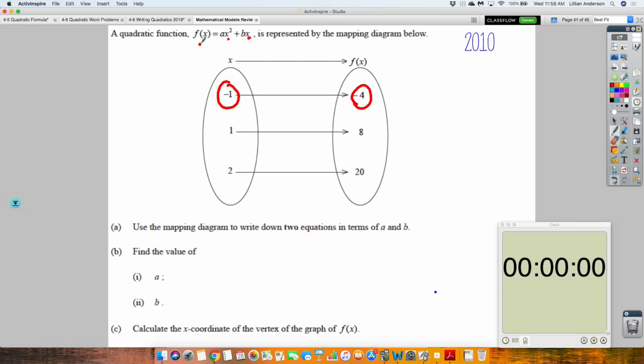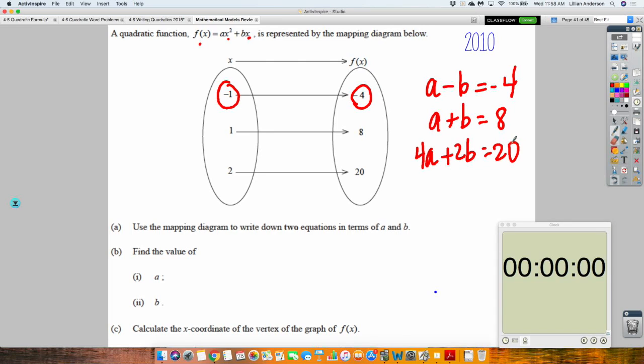Here's the next one. You got a quadratic function represented by f of x equals ax squared plus bx. No c. It is represented by the mapping diagram below. So incorporating functions and quadratics together, they're all a part of the mathematical model family. You have to use the mapping diagram to write down 2 equations in terms of a and b. You could have technically done 3, but they only wanted 2. Okay? So that means you're taking these x values, plugging them in, and taking the y values or the f of x values and plugging them in as well.